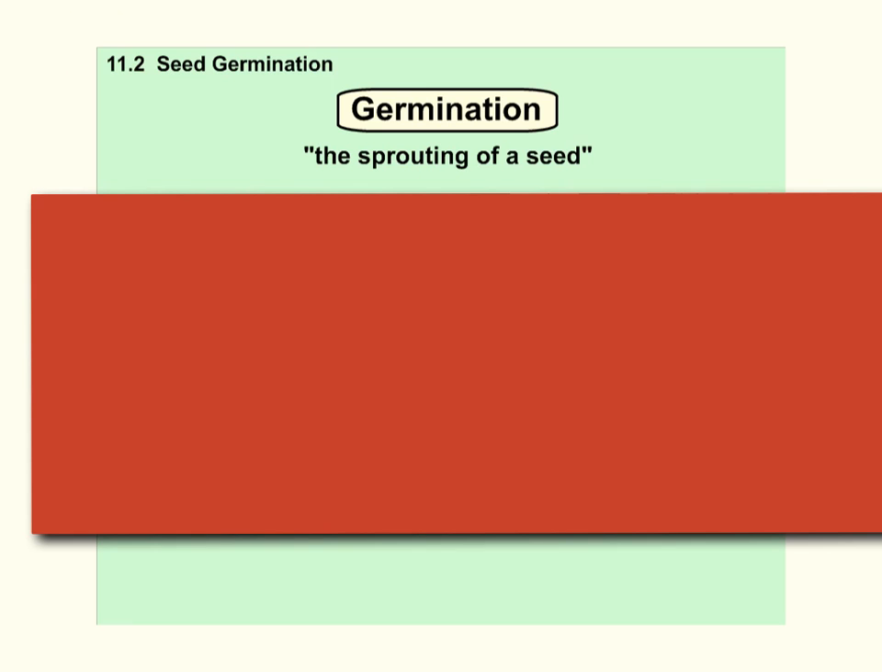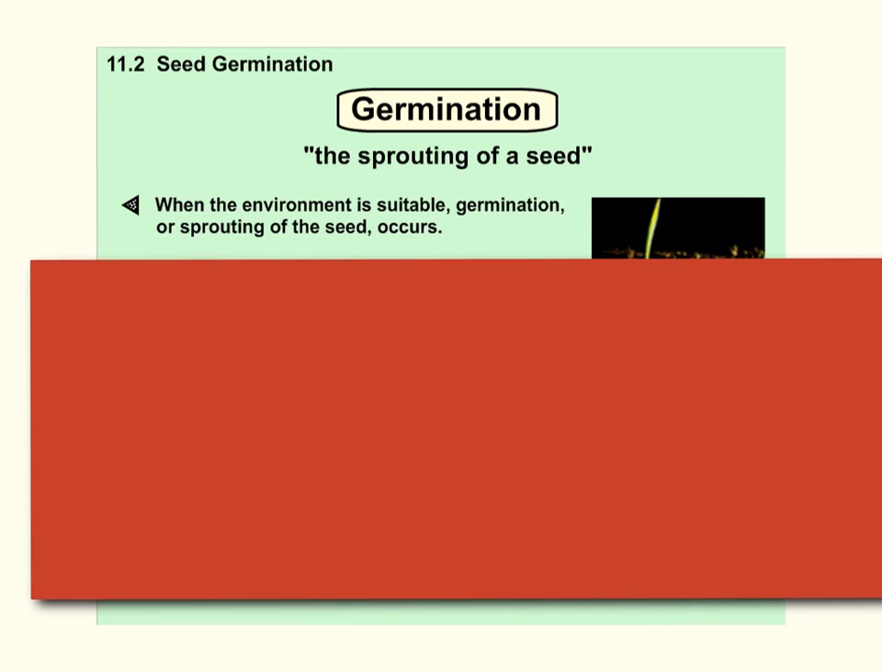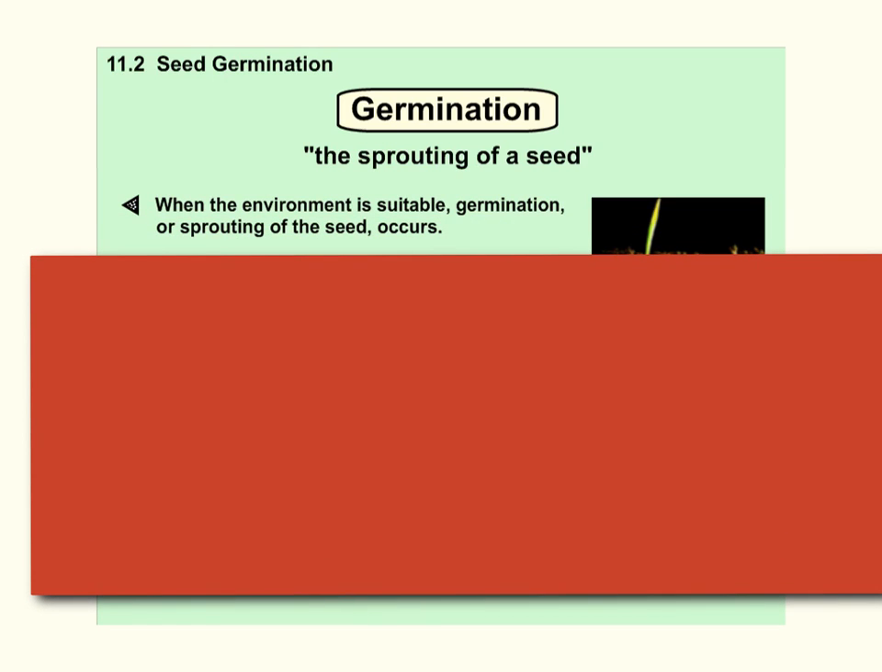Alright, essentially germination is considered the sprouting of a seed, and on the next slide I'm going to give you a bit of a more detailed definition. A couple things I want you to jot down. One thing is that when the environment that this plant is living in is suitable, germination or sprouting of the seed occurs. The environment is key. As you think right now, outside we have warmer temperatures, but in the past couple weeks we had some cold temperatures. That's going to affect germination because that's usually going to take place in the spring.